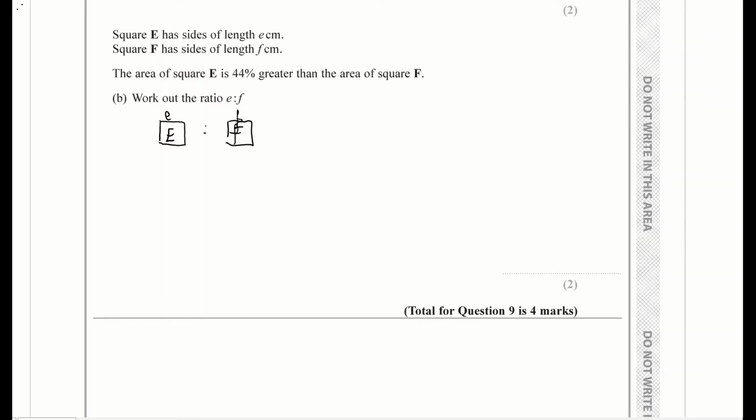What else do we know? That it's talking area. So to get area, we multiply length by width, or for a square aside, because it's length by width, is both E by E, which is giving me E squared, is to F squared. Now it tells us that the area of square E is 44% greater than the area of F. So what does that mean? I'm going to keep F as it is, but it's telling me that the area of E is 1.44 times bigger than F. So I'm going to change E squared to 1.44 F squared.